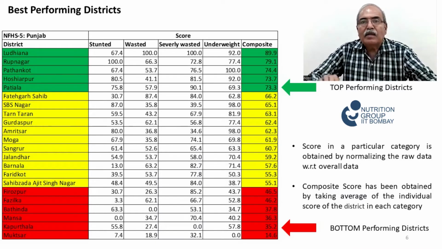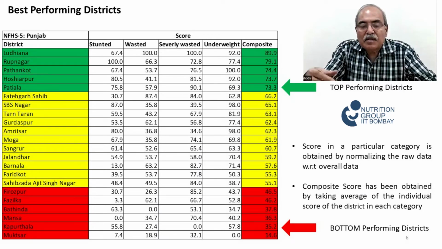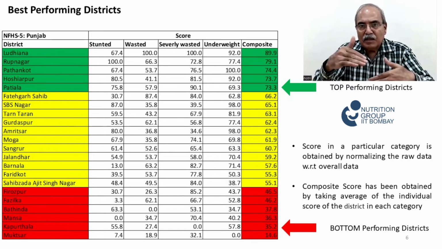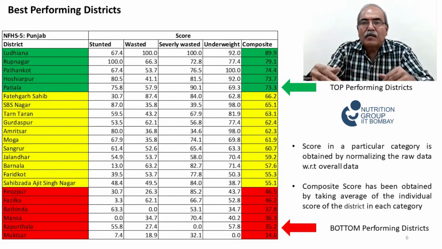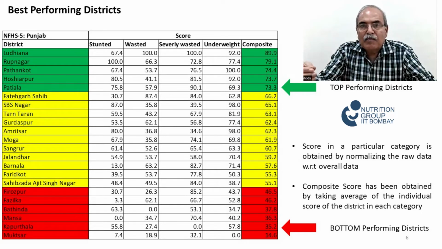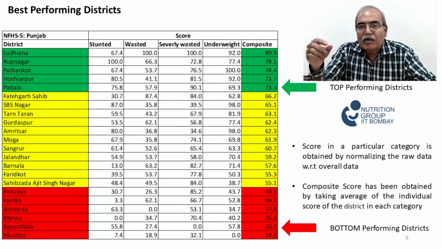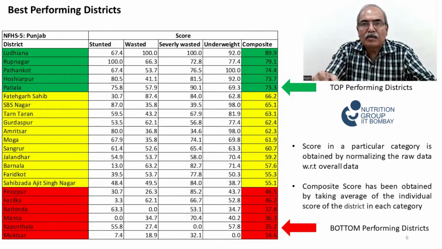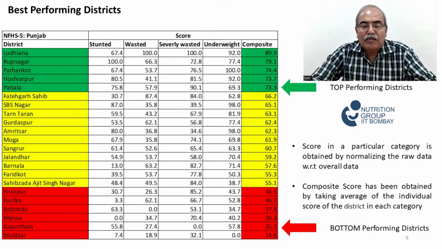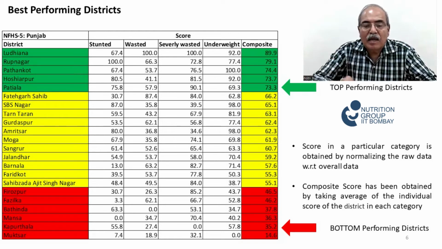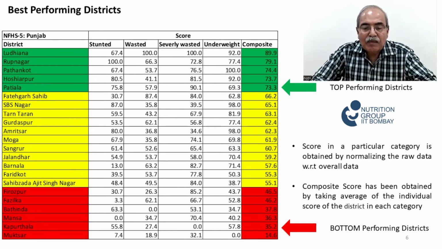We have also done one interesting analysis this time, and this is for viewers' consideration whether it is useful. What we did was each of the parameters, stunting, wasting, underweight, severe wasting, we normalized it from 0 to 100. So the maximum value was 100 and the minimum value was set at 0. And then we looked at the score of that district. And then these four scores were combined together and an average was taken.